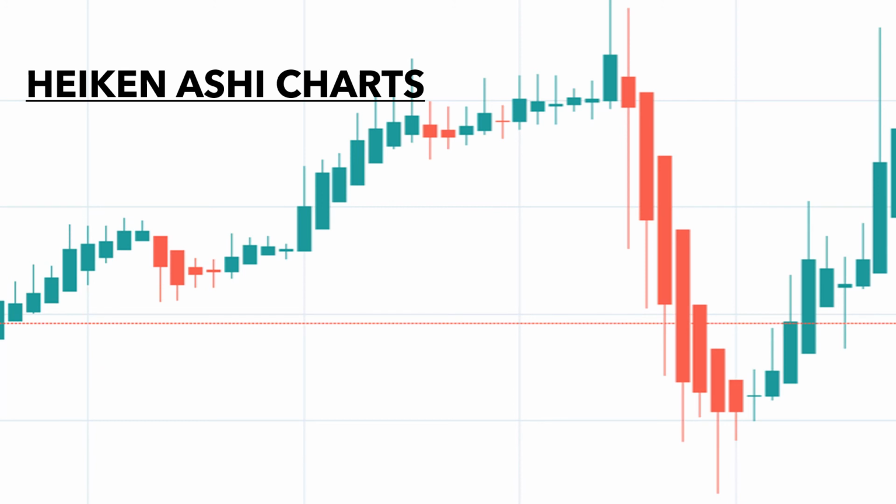Heikin Ashi charts use a mathematical formula to average the open, low, high, and close prices for the current and previous candlesticks using no less than 4 different criteria. As you can see, Heikin Ashi charts are very smooth, and they will allow traders to make a very good decision.